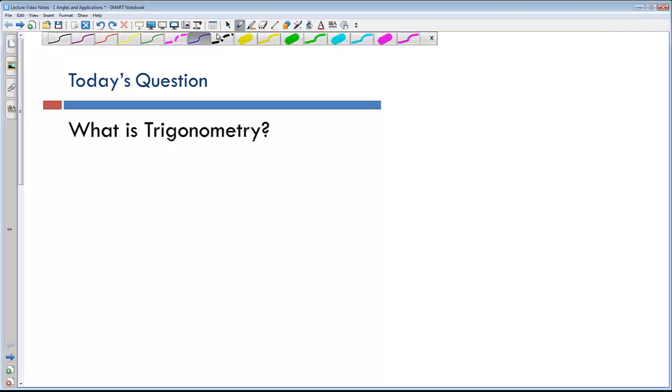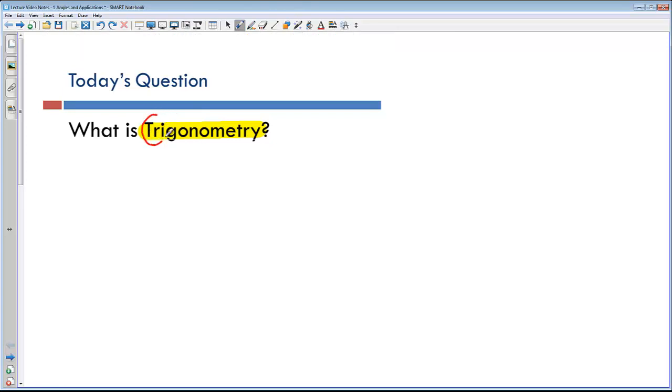It's time for fun with math, and today we begin our study of trigonometry. And so we begin this question with: what is trigonometry? Basically we can just take a look at the word and dissect it, and it tells us what it is.